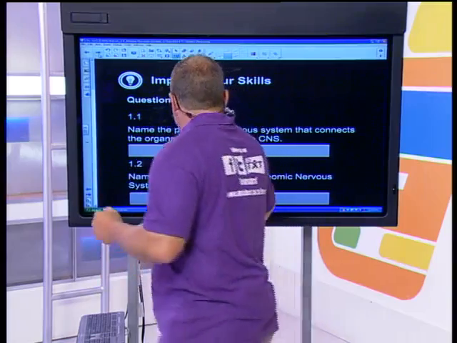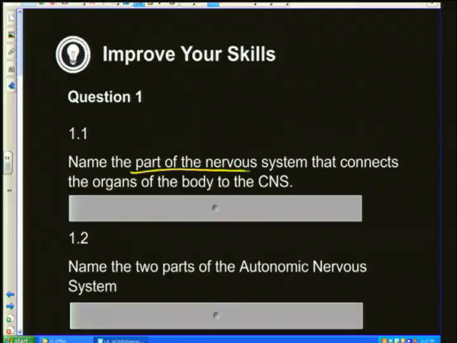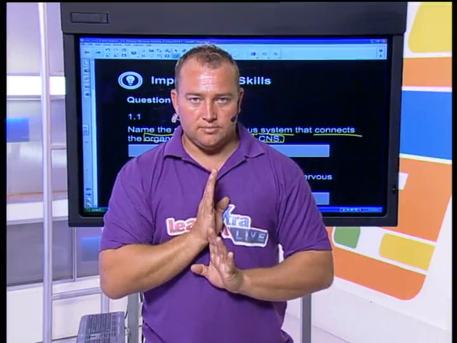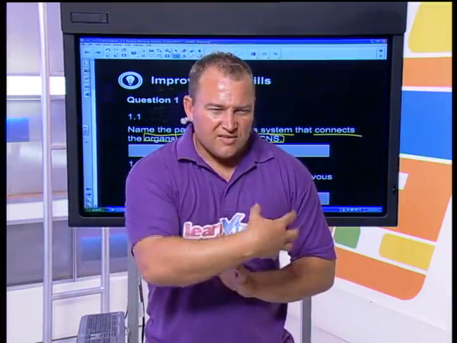Now it's time to get on with today's lesson. Firstly, name the part of the nervous system that connects the organs to the CNS. Just think about it carefully. We spoke about the CNS being the brain and the nerves. What nervous system do we call it when it comes from our organs? The heart, the liver, the lungs, the muscles, everything else. What do we call that system?